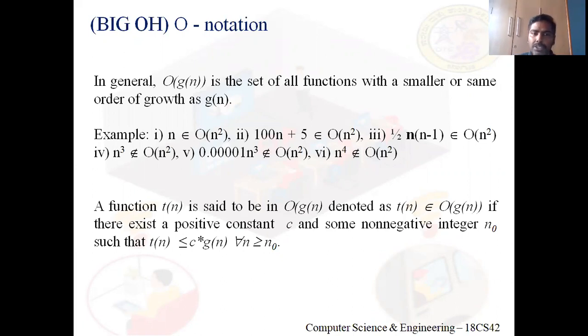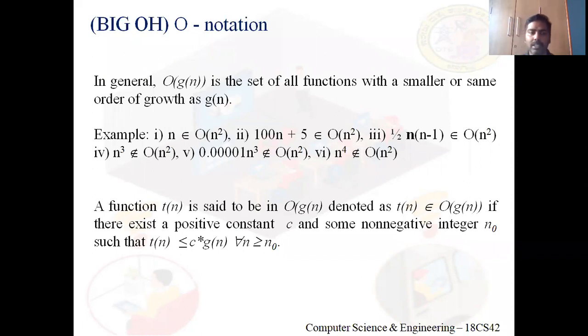So big O of g of n. g of n is some function. At present assume g of n is a quadratic. Now what is big O of g of n, informally? It is a set of all functions with smaller or same order of growth. If I say g of n is quadratic, then the functions whose order of growth is less than or equal to quadratic are quadratic, linear, logarithmic, and log n. So big O of g of n is the set of all those functions with a smaller or same order of growth as g of n.